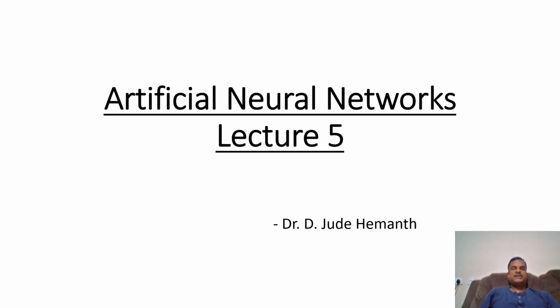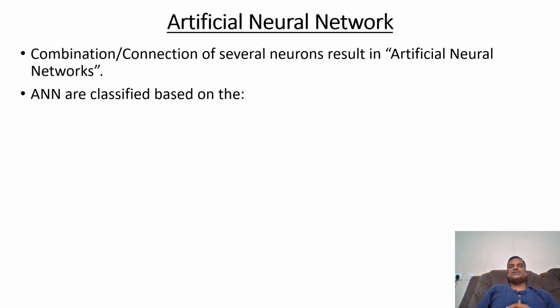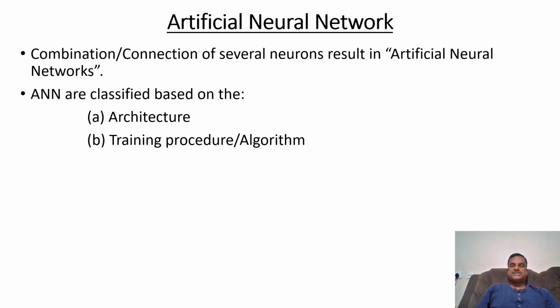Welcome, students. In this session, let us look at the architectures of artificial neural networks. As we already know, artificial neural networks are a combination of several connected neurons, and we have already learned their detailed structure and functions. Now let us go for how to combine these neurons so that we can have the overall architecture. It is classified based on the architecture and also based on the training algorithm.